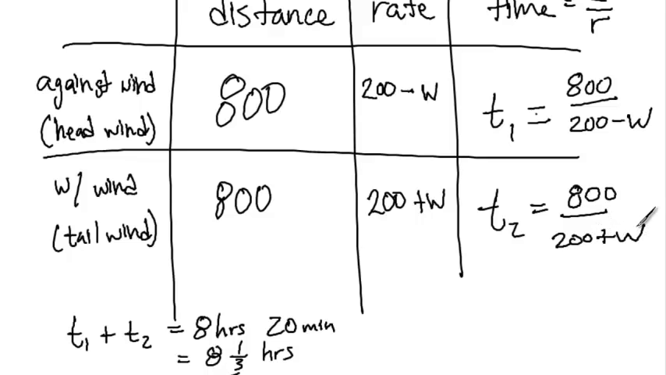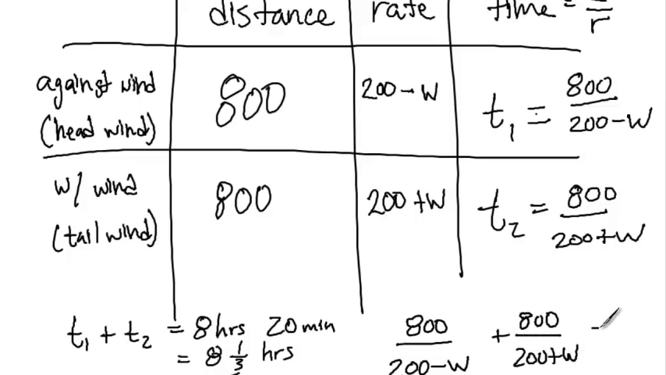Okay? Now we can write an equation, because we have T1 plus T2 is 25/3. T1, we have an expression for that. So we can say that 800 over 200 minus W plus 800 over 200 plus W equals 25/3 hours. Perfect. Now this is what we need to solve.